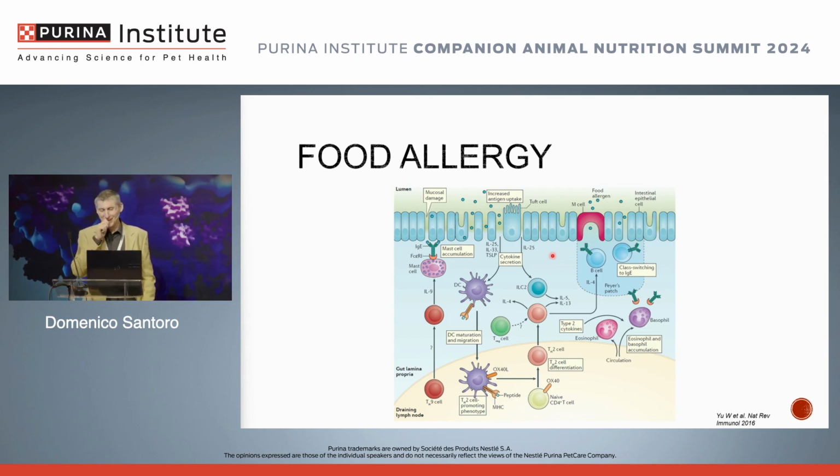So you start to see an alteration of the barrier. You have the damage in there. You have increased antigenic uptake, and the production of inflammatory cytokines, inflammatory mediators, the classic IL-25, 33, and TSLP that we saw a minute ago talking about atopic dermatitis in our patient.